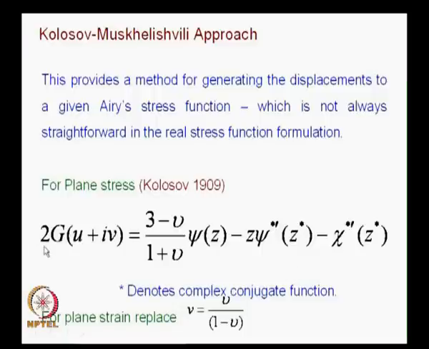And how is it written? 2G multiplied by u plus iv equals (3 minus nu) divided by (1 plus nu) multiplied by psi of z, minus z psi star prime, so it is a complex conjugate of it, minus a function of z star, chi star prime of z star. This is for plane stress, and these equations were obtained by Kolosov in 1909. This was part of his doctoral dissertation.